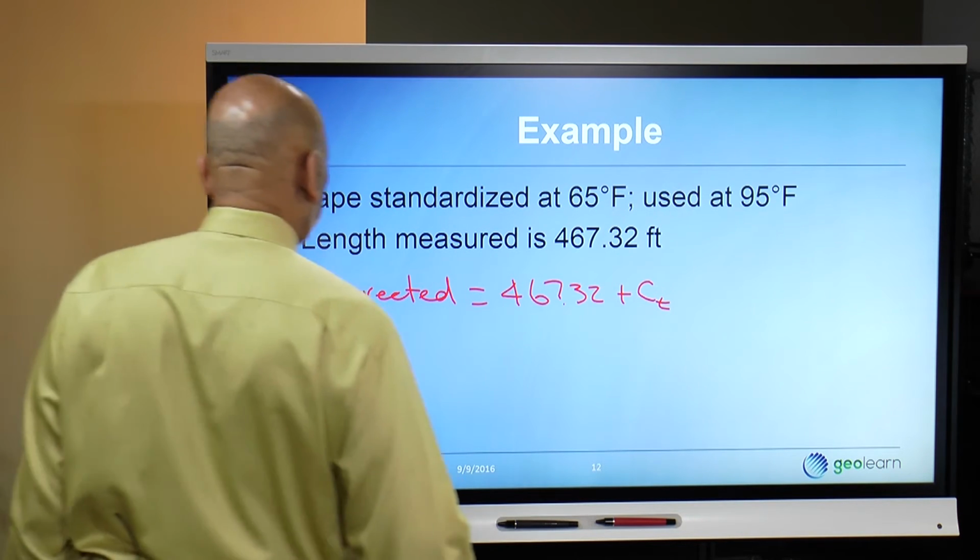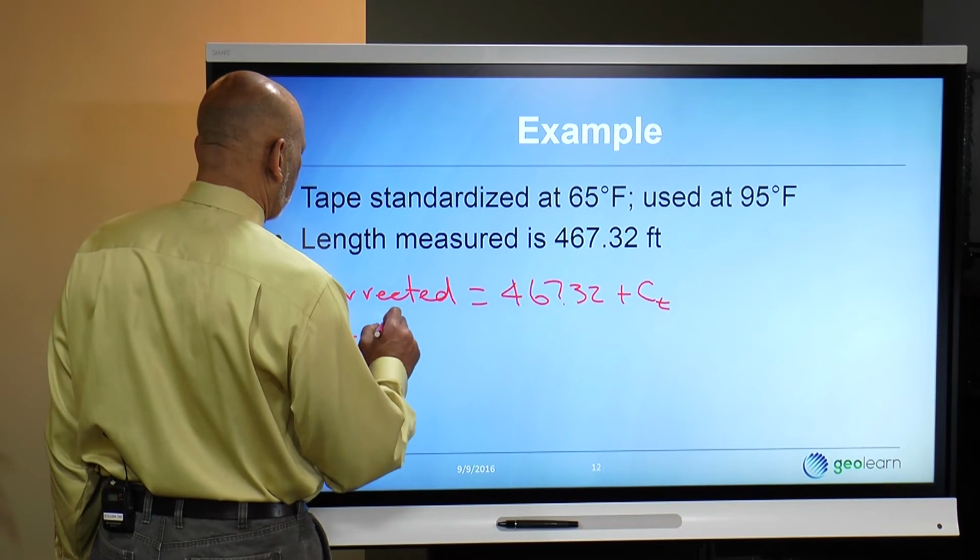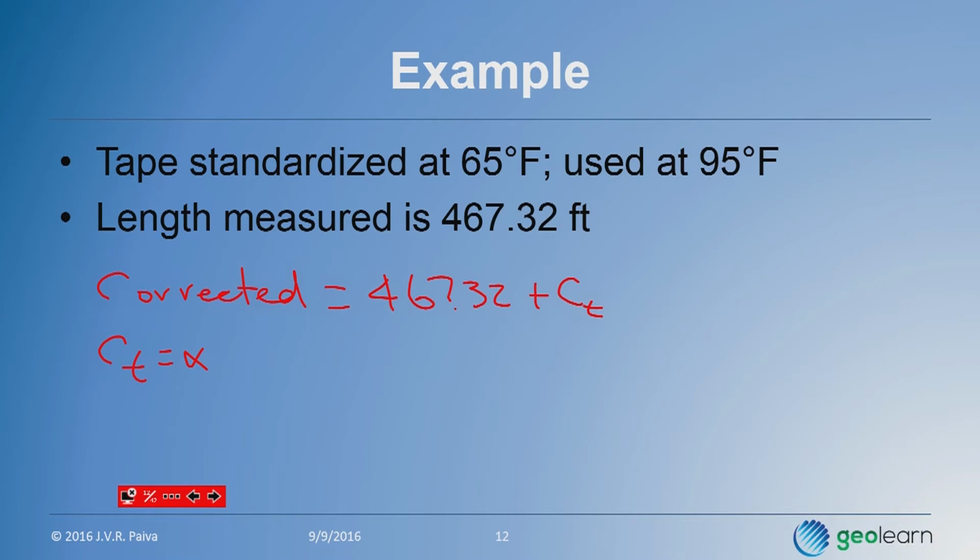So the process is fairly simple. You calculate C sub t, and so that would be equal to alpha, I'm not going to write it here just to save some space, times (T minus T sub s). So we used it at 95, it was standardized at 65, so that's 30 degrees, that's a positive number, times the 467.32. And here you use the whole distance L, not the number of tape lengths. So if we multiply this out, let me bring up my calculator.